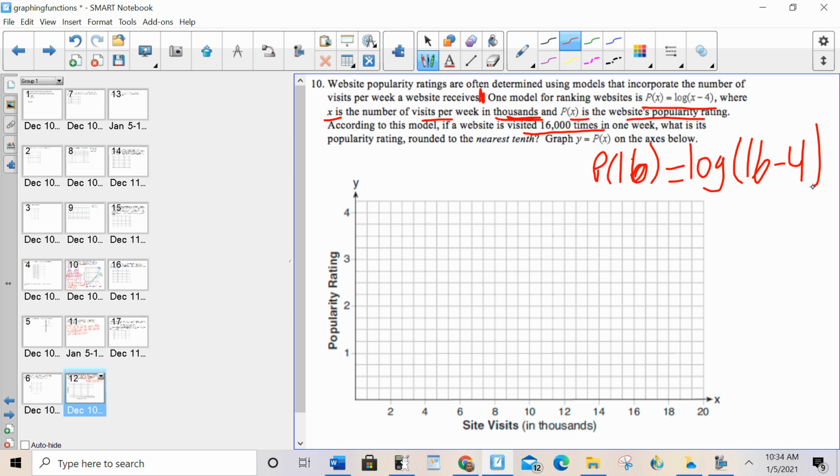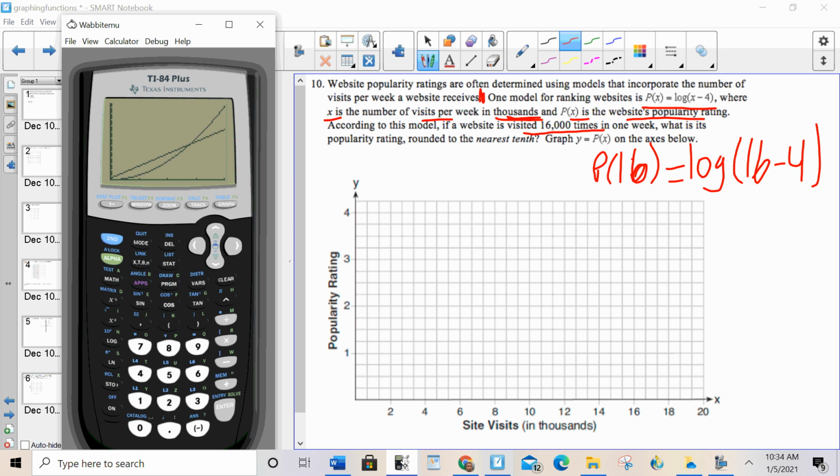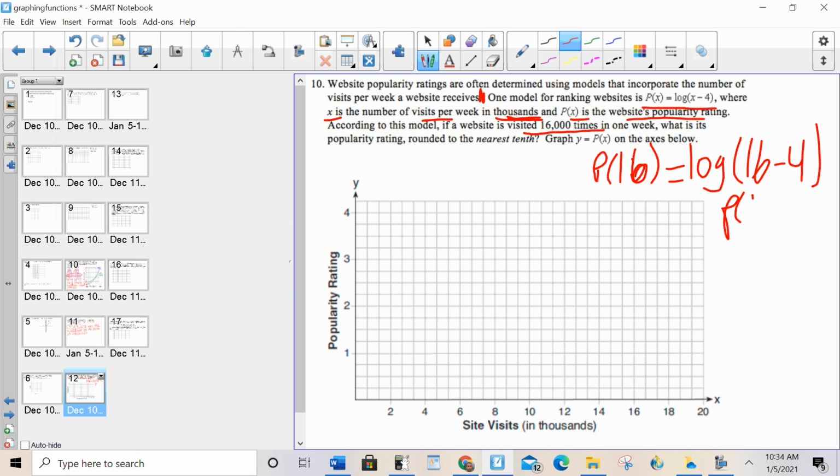This might be one of the easiest points you can get on the algebra 2 Regents. I'm going to type in log of 16 minus 4. It wants me to round to the nearest tenth, 1.1. I think that's 2 points. I mean, what a joke. I think if you plugged in 16,000, you got 1 point. But, I mean, you're just substituting in like you would do back in 7th grade.